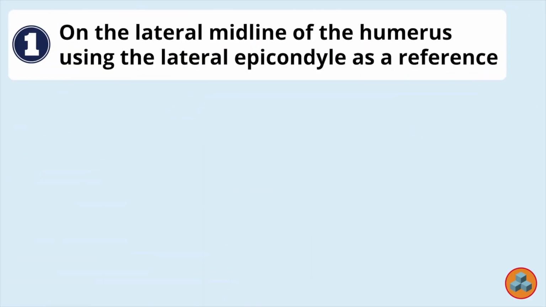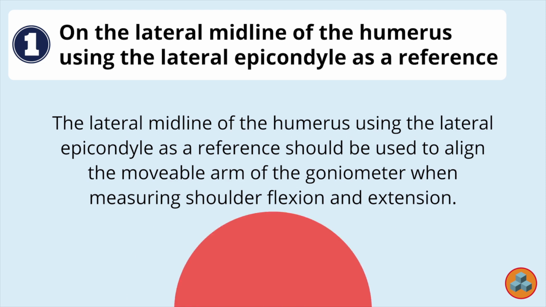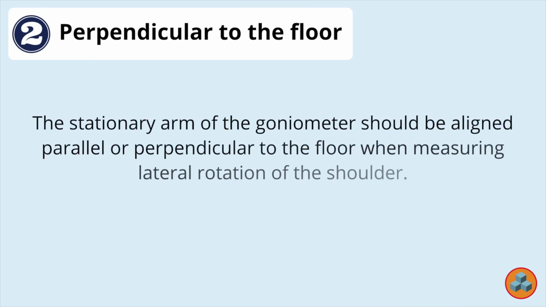Option 1, on the lateral midline of the humerus using the lateral epicondyle as a reference. The lateral midline of the humerus using the lateral epicondyle as a reference should be used to align the movable arm of the goniometer when measuring shoulder flexion and extension. Option 2, perpendicular to the floor. The stationary arm of the goniometer should be aligned parallel or perpendicular to the floor when measuring lateral rotation of the shoulder. Boom.